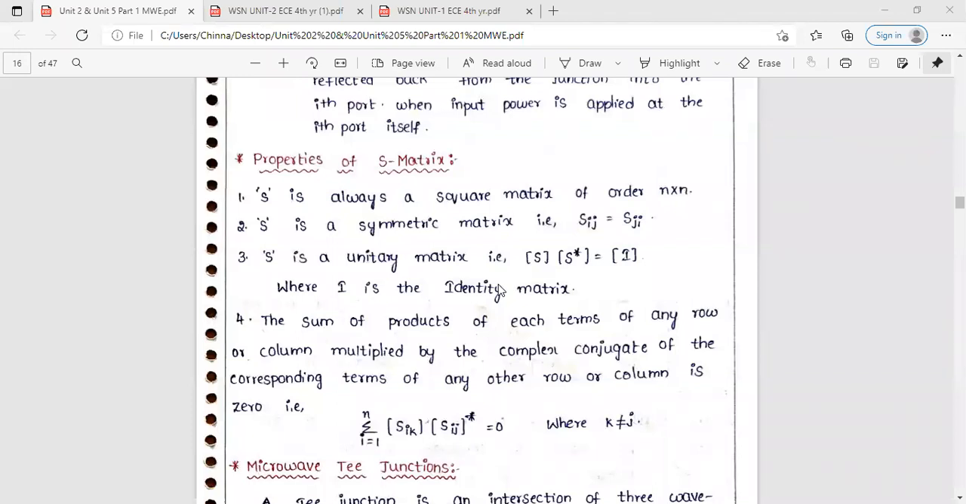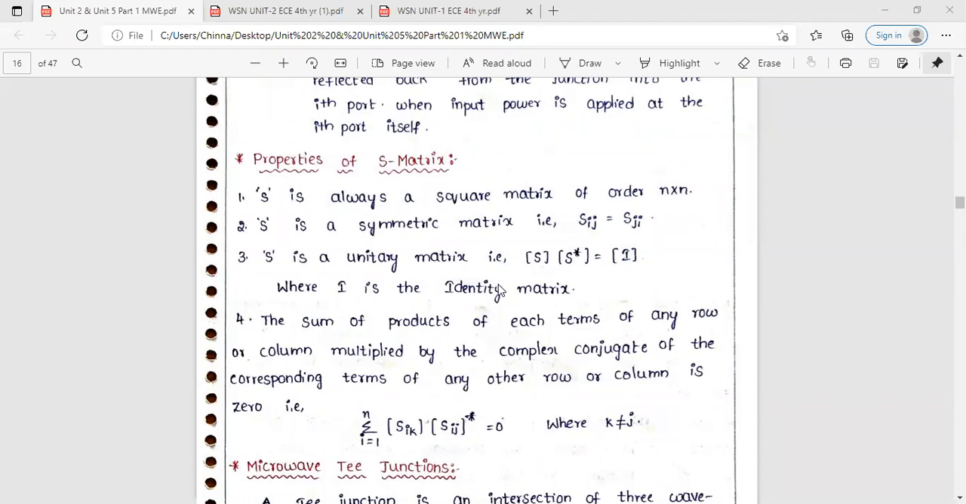And second one, the S matrix will be a symmetric matrix. Symmetric means Sij is equal to Sji. That represents S2 by 2 is equal to S2 by 2. That means the reason is i is equal to j, because S2 by 3 or 3 by 2 will not exist. Only Sij is equal to Sji will exist.